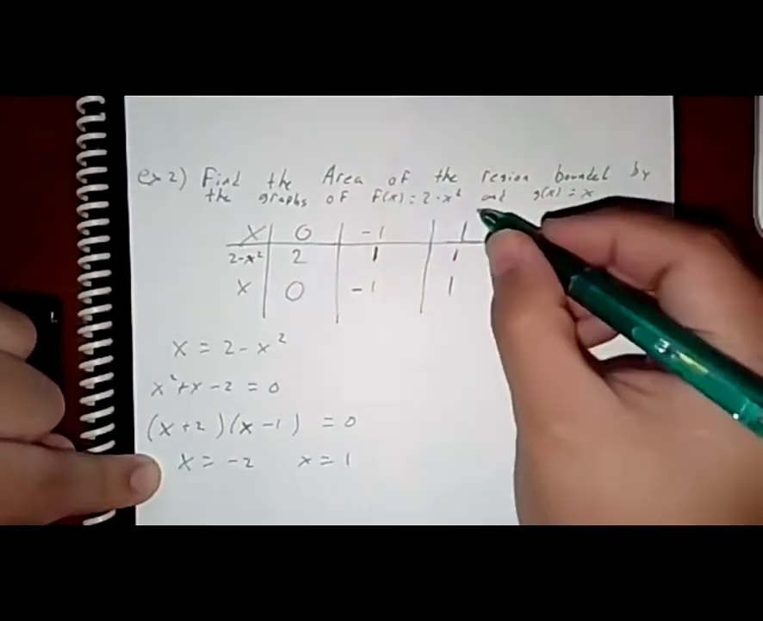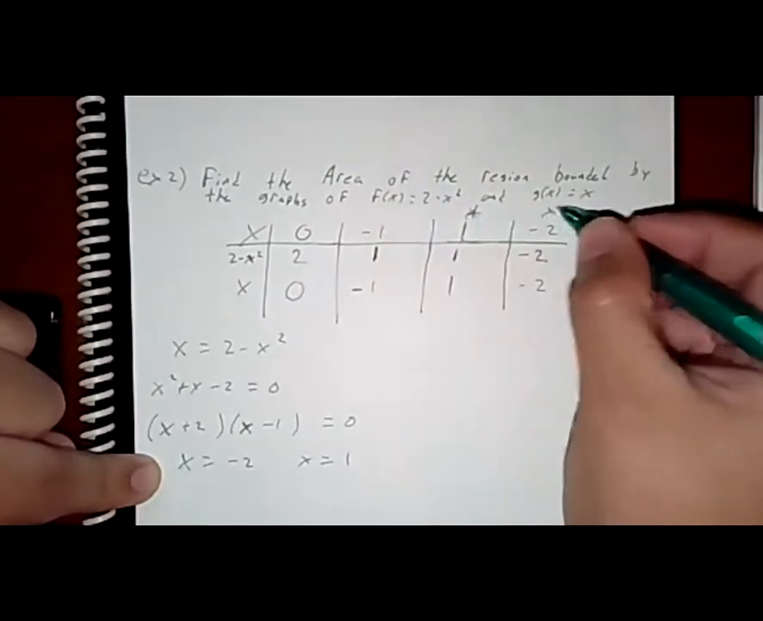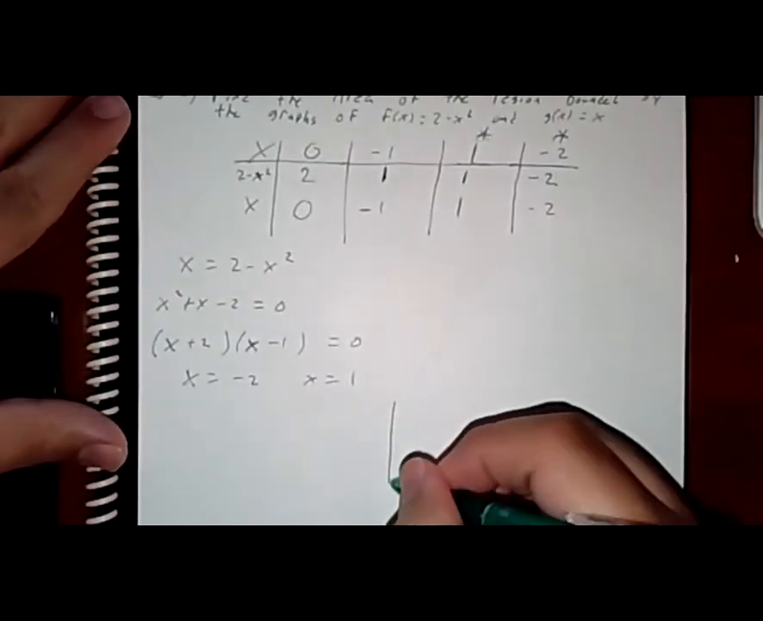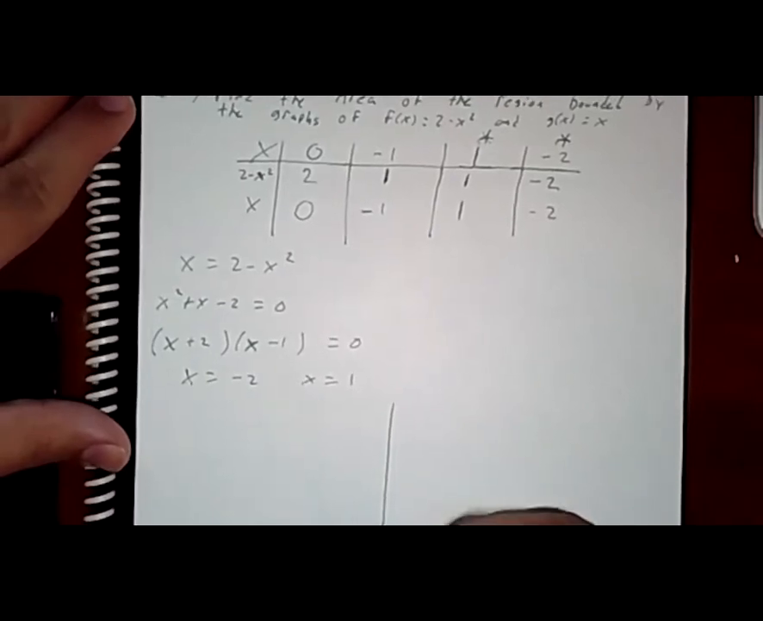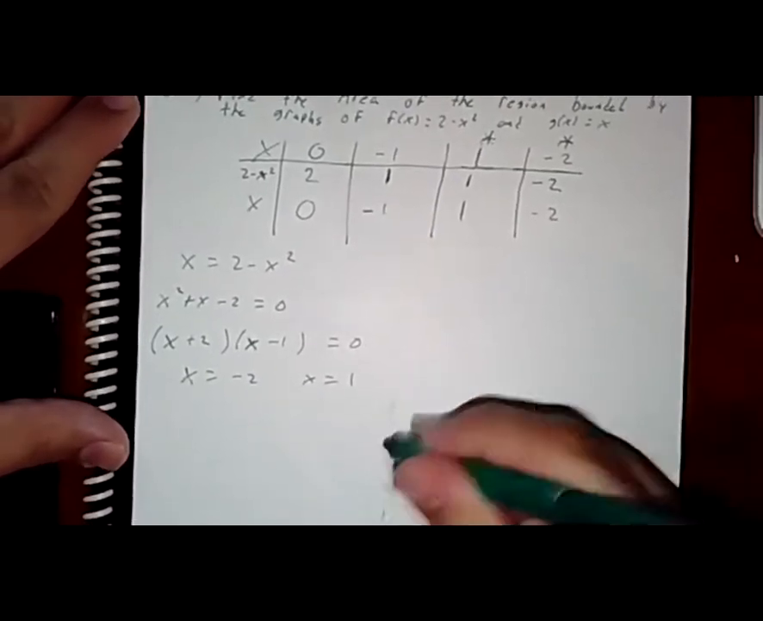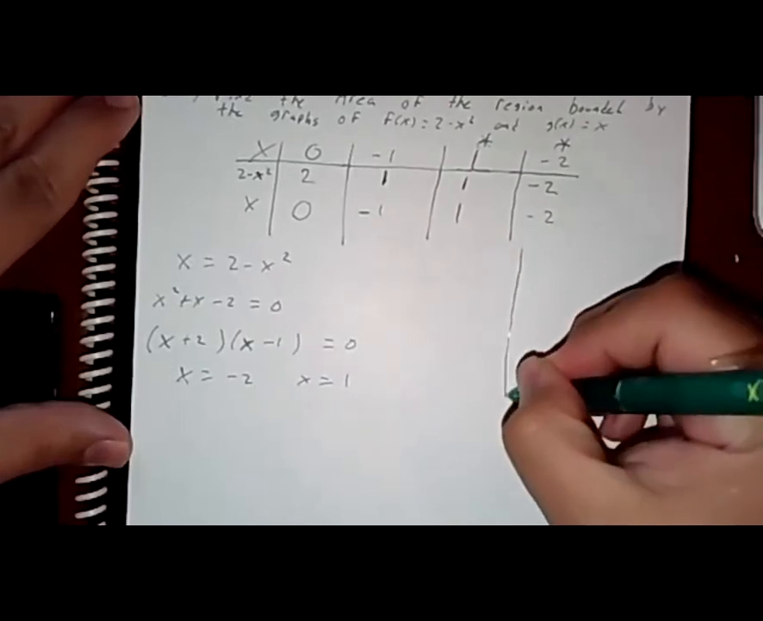So now I have two intersecting points. So I have this guy and this guy. So now I know where the graphs intersect. Let me try to make some space here. I think I can graph it right here.